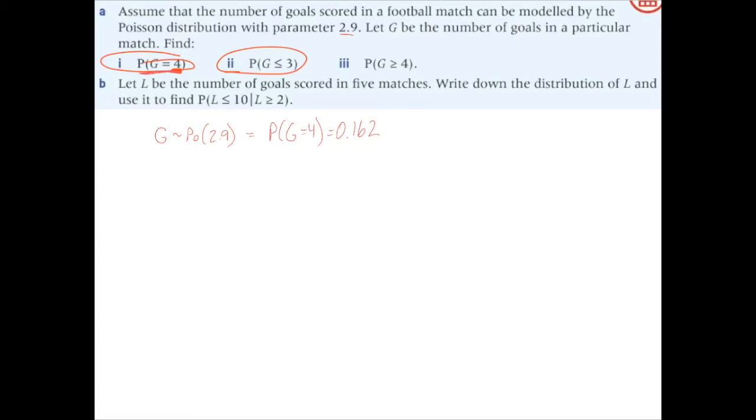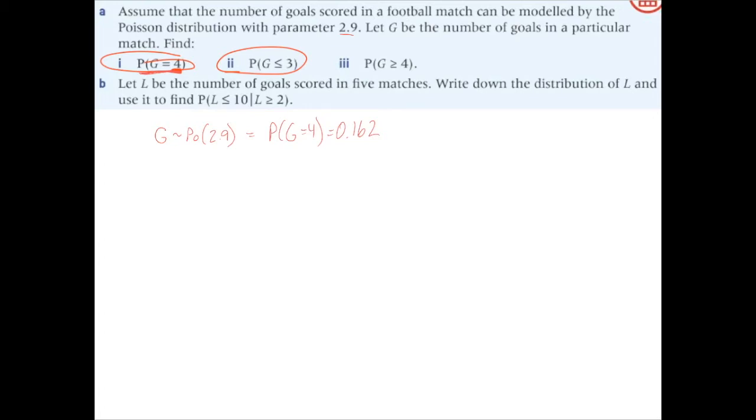On to part II. II is the probability that the number of goals scored will be less than or equal to 3. Again this is going to be a calculator question, and this time, because it's a combination, we want less than or equal to 3: 0, 1, 2, or 3. We're going to do a cumulative CDF this time.